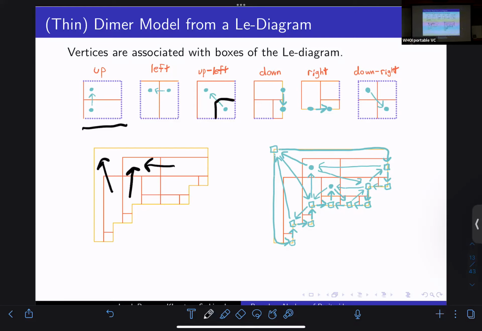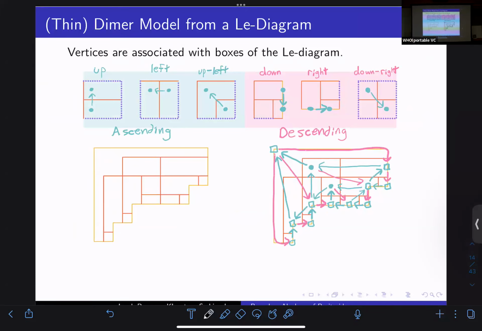Down arrows are always between two boundary vertices that are on the right if they don't have the same left boundary. It looks like this. Similarly, we get right arrows, and down right arrows are when we have this four corner situation here. So, okay, we look at our Le diagram, we do some stuff, we get a dimer model. We can say something very nice about this dimer model setup. This is a perfect matching.